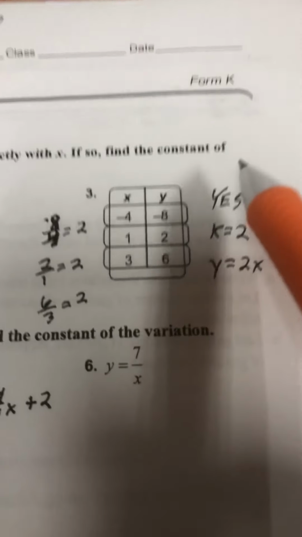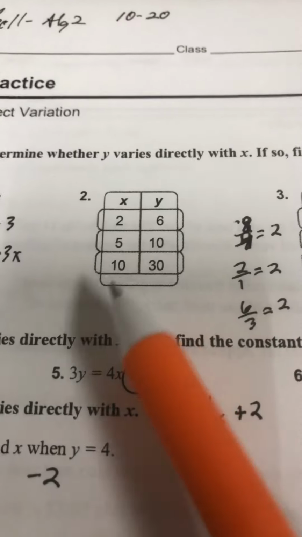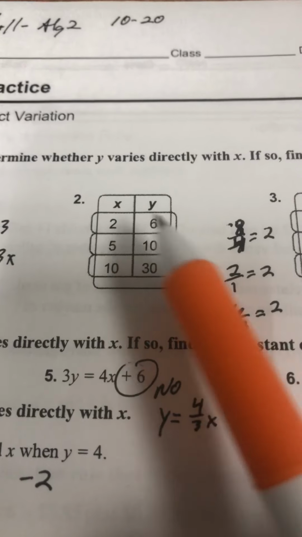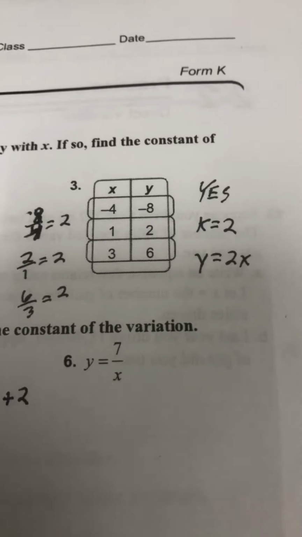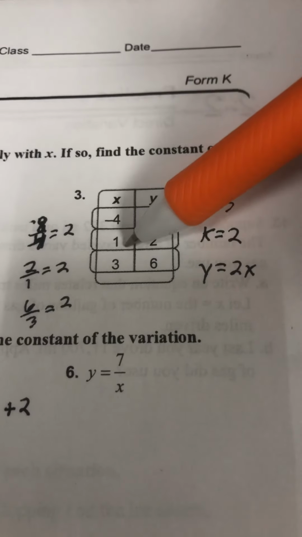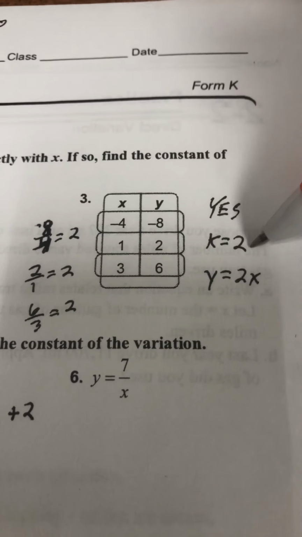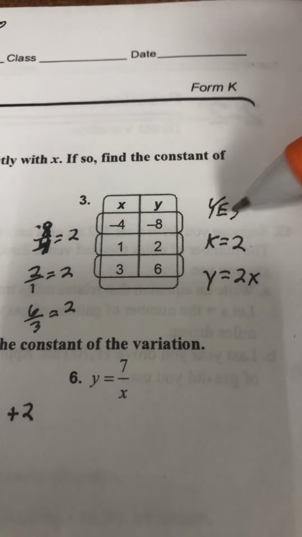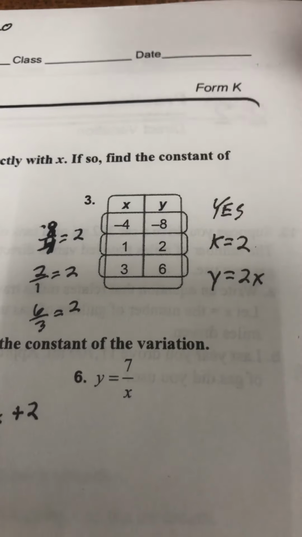Try number 2. Number 3, of which, by the way, you'll probably find out number 2, they don't have direct variation. They don't have a constant of variation when you start dividing those. Number 3, when you divide these, y divided by x, you can see my work over here. My k ends up being 2. So yes, it is a direct variation. There's a constant of variation, and it's y equals 2x.